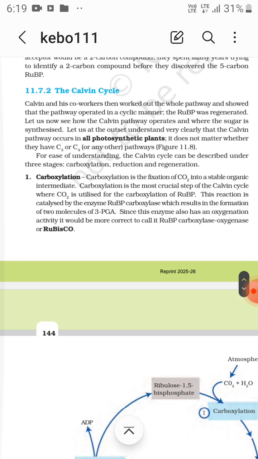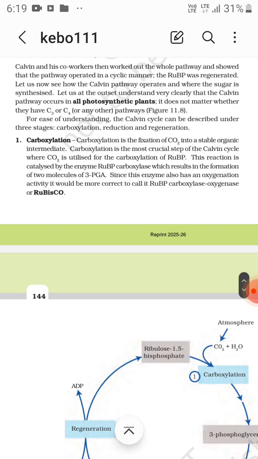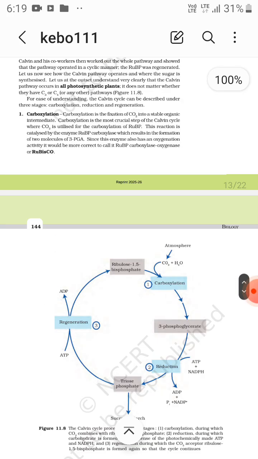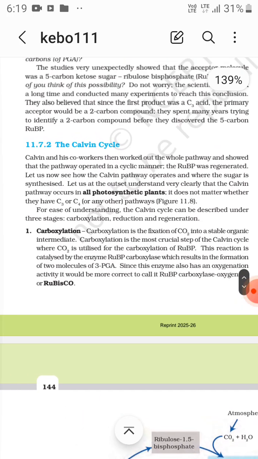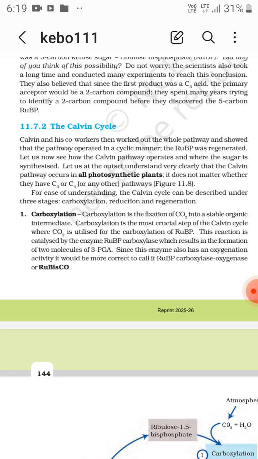Now the Calvin cycle occurs in 3 stages: carboxylation, reduction, and regeneration. Now carboxylation. Carboxylation is the fixation of CO2 into a stable organic intermediate. It is the most crucial step of the Calvin cycle, where CO2 is utilized for the carboxylation of RuBP.